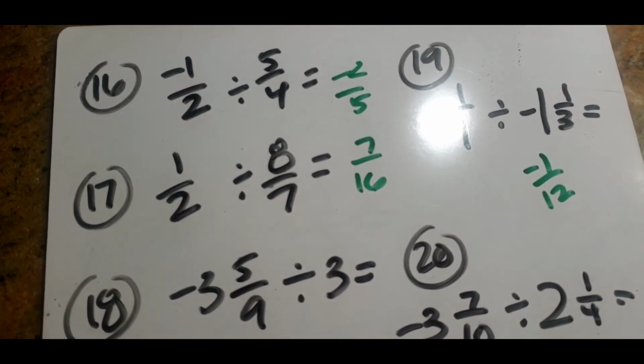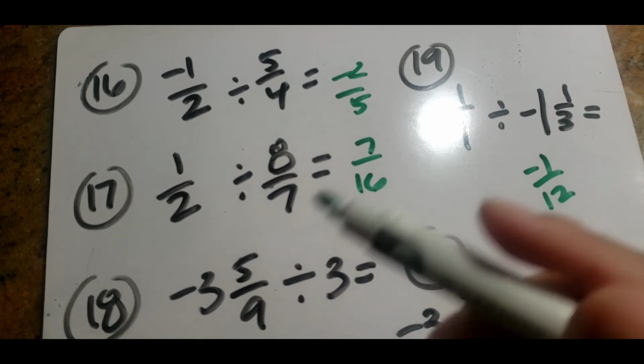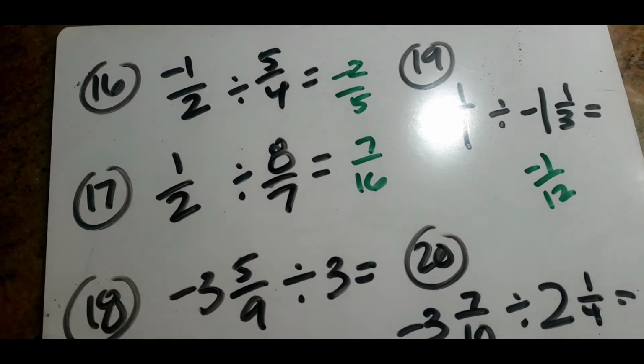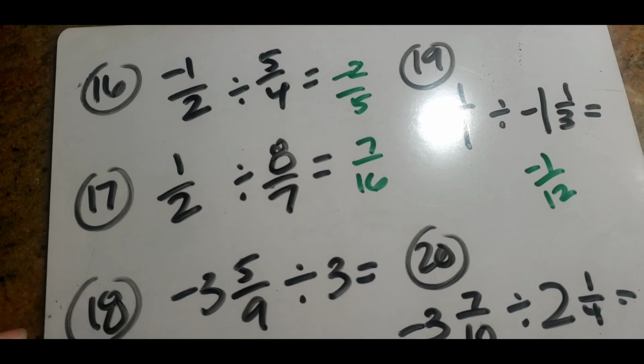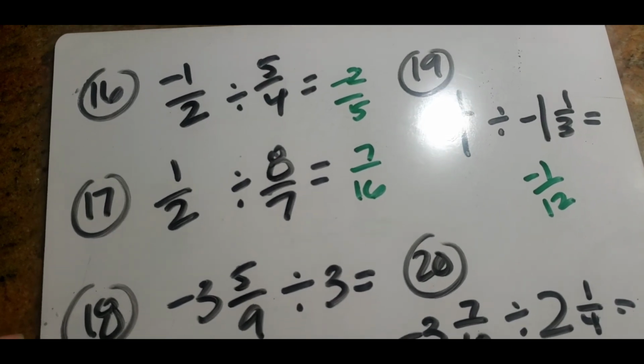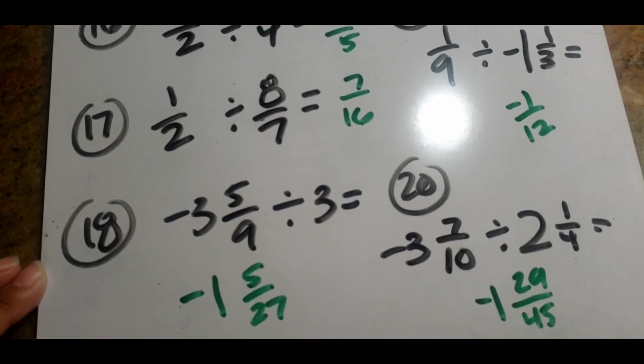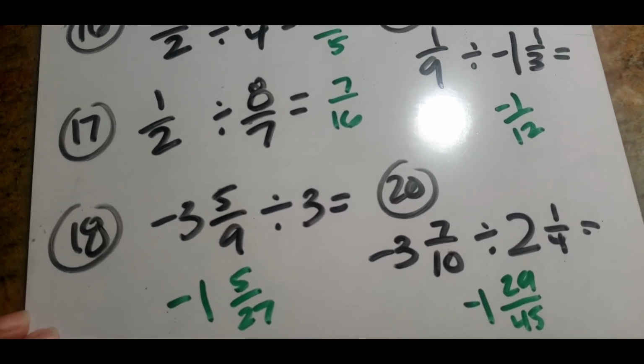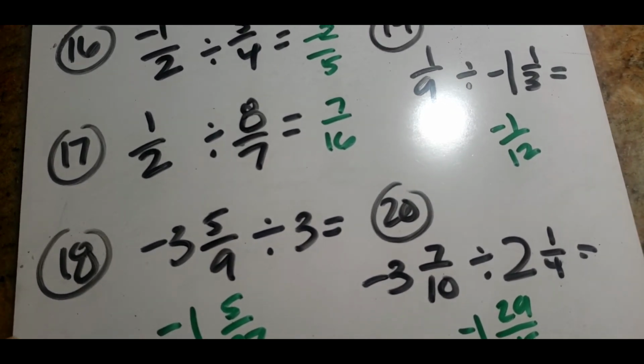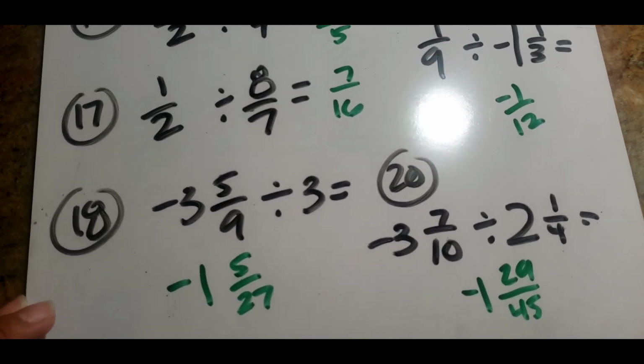All right, your solution should be as follows. Number 16, -2/5. 17, 7/16. 18, -1 and 5/27. And 19, -1 over 12. And 20, -1 and 29 over 45.